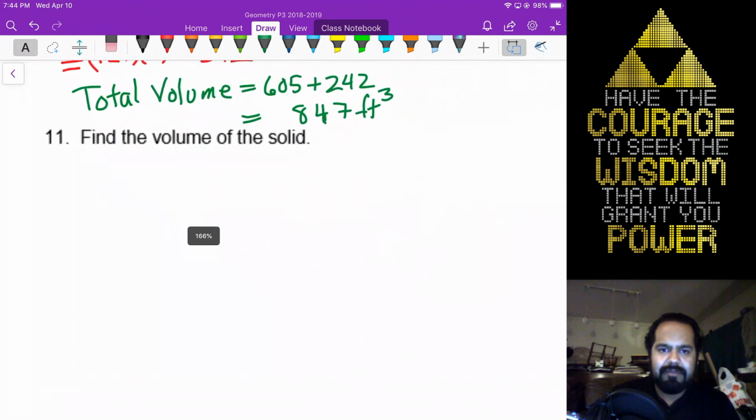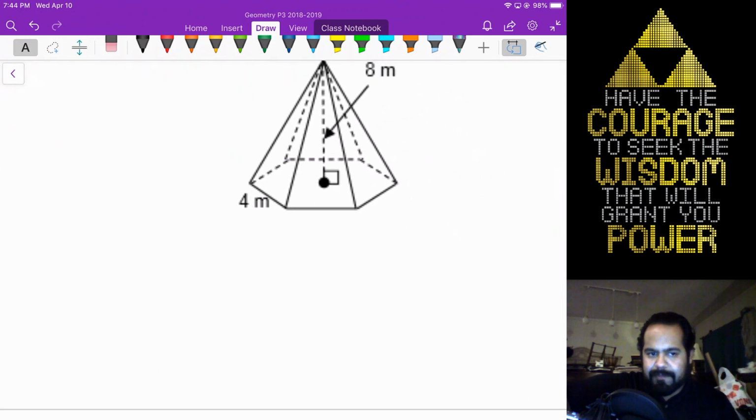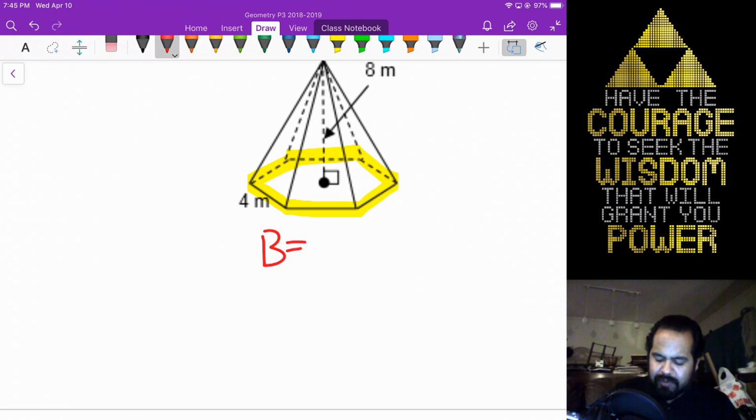Volume of this solid. This one's a funky one. Again, not too much crazy work. You just have to do what we did back in Unit 8 with finding your areas. So our base is a hexagon, has a side length of 4. So that means our base area, we're going to use 1/2 apothem times perimeter.